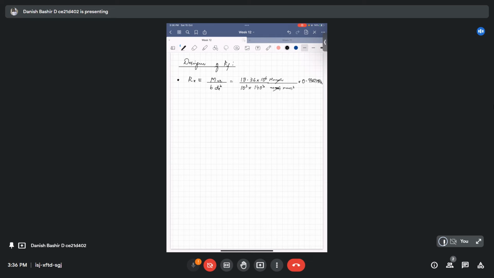When we use the formula along the longer span, ly, we will get MUY by bdy square. MUY is 11.94 into 10 power 6 Newton mm divided by width 10 power 3 mm into 130 square. This comes out to be 0.7065 megapascal.